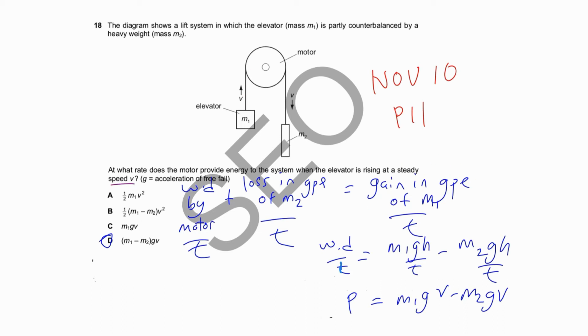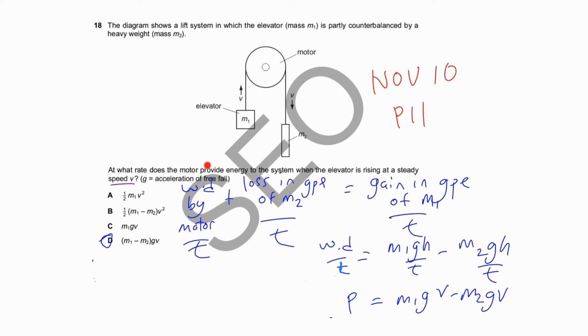So by writing the equation in terms of energy first, we have to convert to power, because when they say rate that it provides energy, it is actually power. So you need to divide by time. So how do you divide by time? Each one is divisible by time. So this becomes the power provided by the motor, or the rate at which the motor provides energy. So this will be the rate of loss of GPE. This will be the rate of gain of GPE.